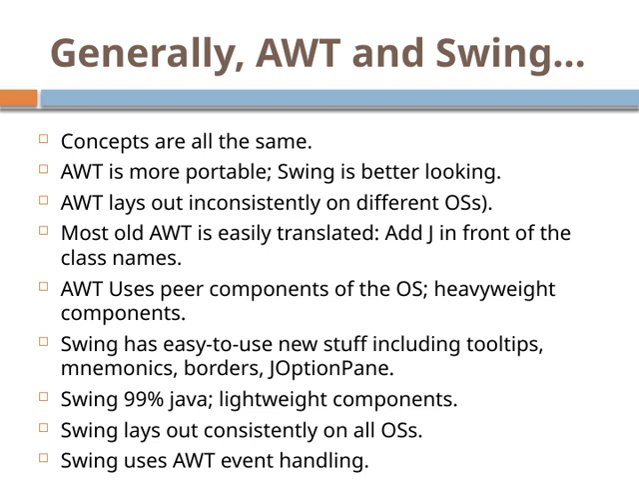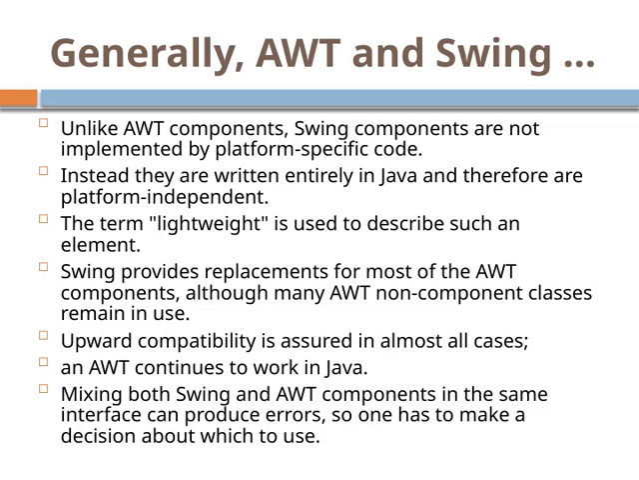Generally, AWT and Swing are both used for creating graphical user interfaces in Java, but they have some important differences. Unlike AWT components, which are built using platform-specific code, Swing components are written entirely in Java. This means they are platform-independent, making your applications more portable across different operating systems.